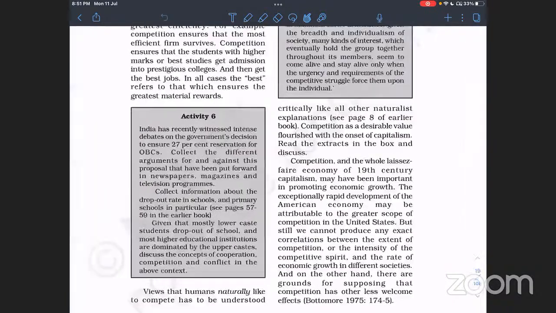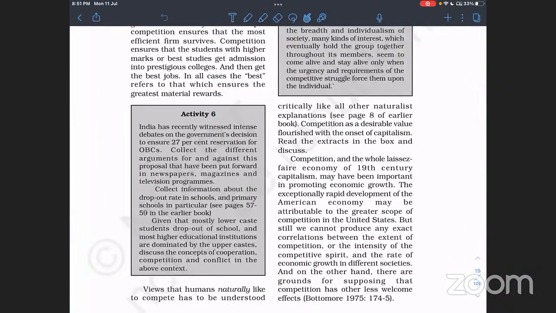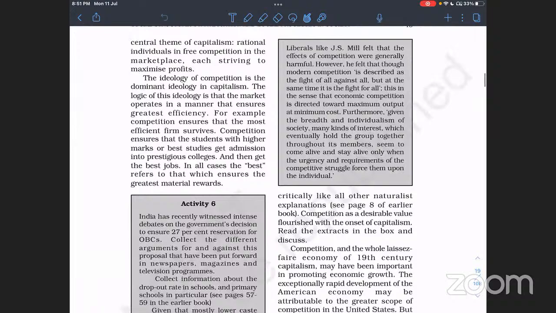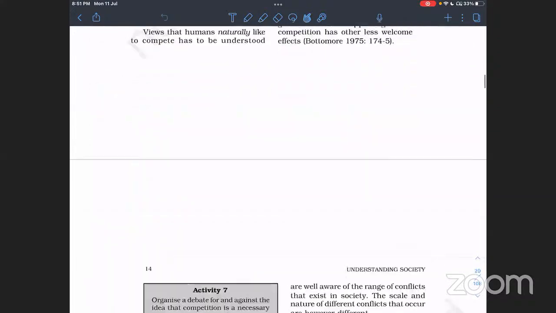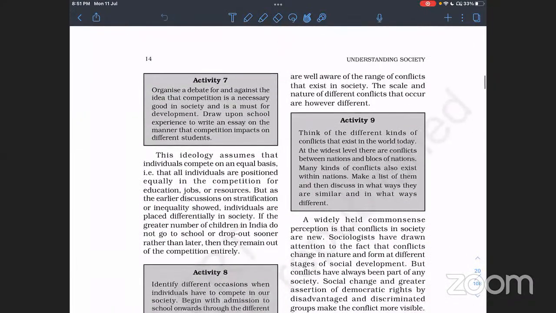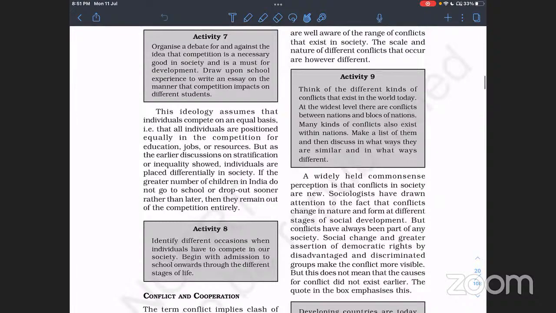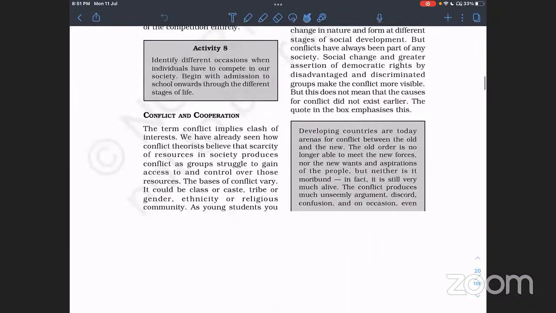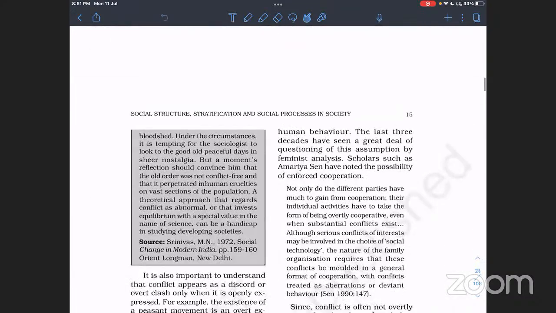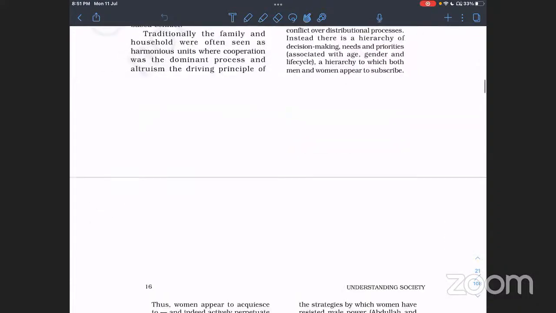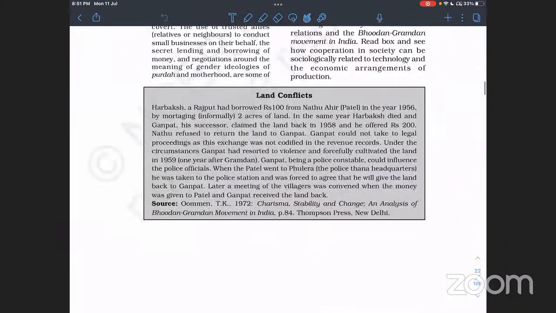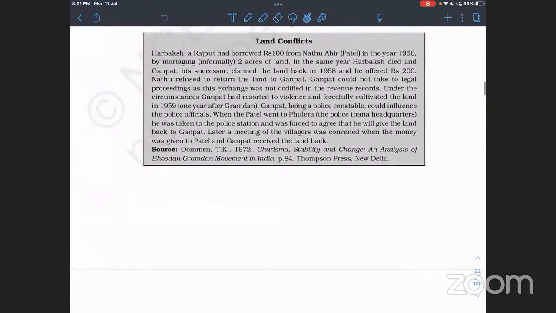So do this activity 6 also. It's very interesting. It is something related to the reservation system. Once you read this, you will understand. Activities 8 and 9, and activity 7, we can do in the regular classroom. Here they have just explained what conflict is and what cooperation is. The same thing I have told, they also have told you. It is a wonderful example, so read about it: land conflicts.